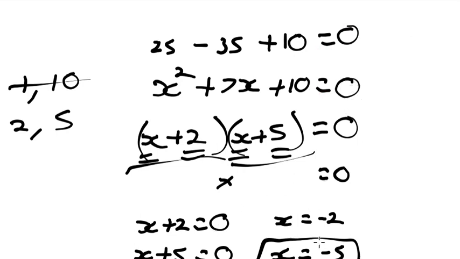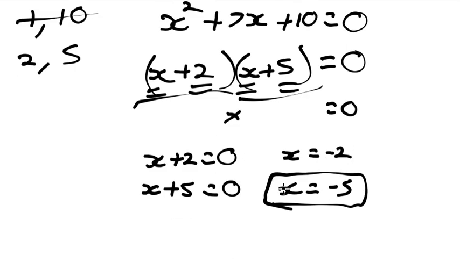And then exact same thing for minus 2. Minus 2 squared is 4, 7 lots of minus 2 is minus 14, 4 take away 14 is minus 10, plus 10 is 0 again. So both of those answers work. We'll try a couple more examples.